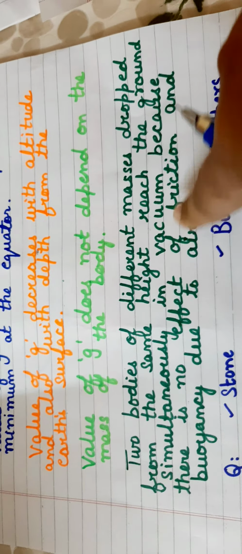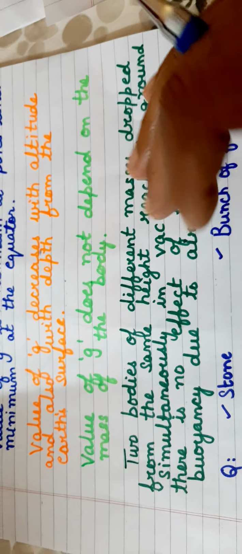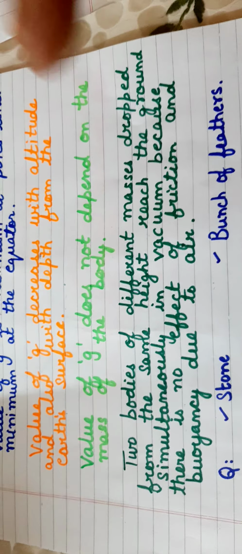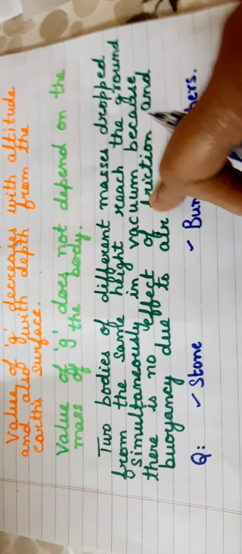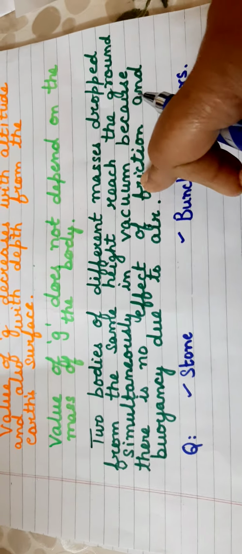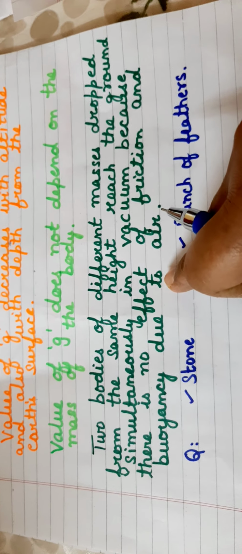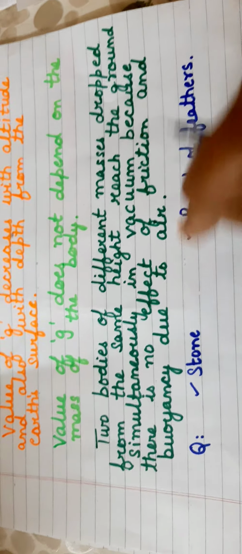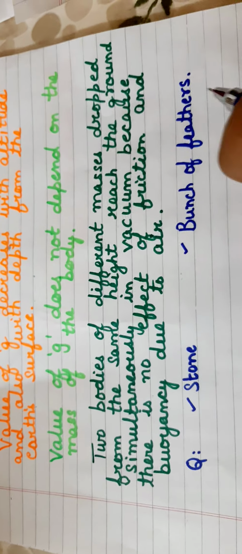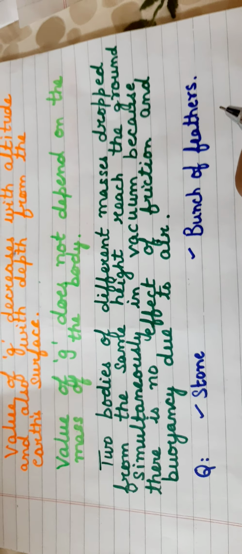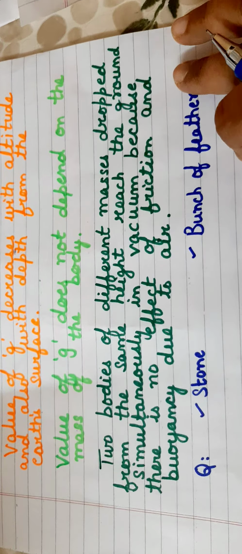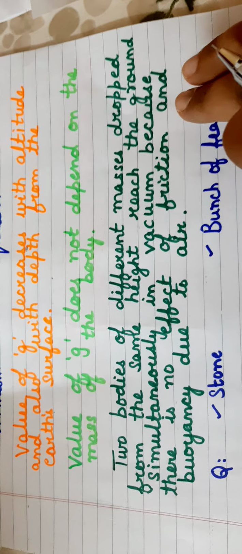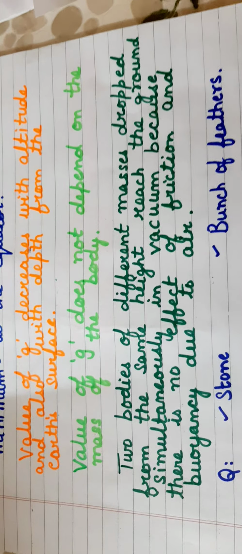Actually, these two, friction and buoyant force due to air, are the two factors which limit or slow down the motion of these two objects. So in vacuum, when there is no air, there is no friction and there is no buoyancy due to the air, due to which both the objects will fall at the same time on the surface of the earth. And g is acting on them.